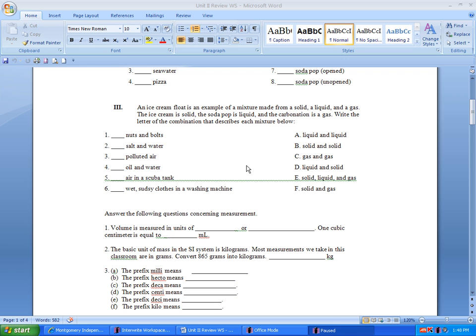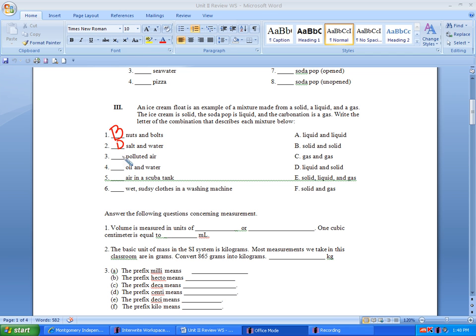The ice cream float is an example of a mixture made from a solid, a liquid, and a gas. The ice cream is the solid, the soda pop is the liquid, and the carbonation is the gas. Write the letter of the combination that best describes each mixture below. Well, nuts and bolts, that's two solids mixed together, so a solid and a solid would be letter B. So I need to get my pen so I can write letter B. The salt and the water, I said, was letter D. I had a solid dissolved in a liquid.